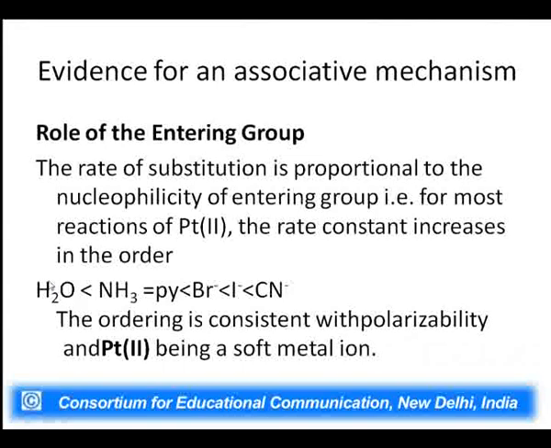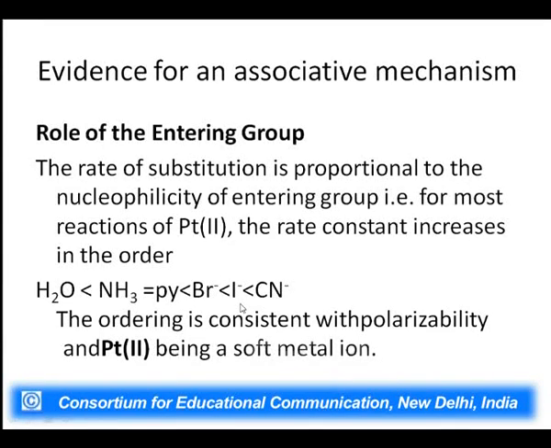So, if we see clearly from this series, it can be observed that the order is consistent with the polarizability of the ligand, because if we see the rate constant in these ligands, it increases with increase in polarizability of the ligand. Iodide, being highly polarizable and larger in size, is more polarizable than bromide, hence its rate of reaction is higher.